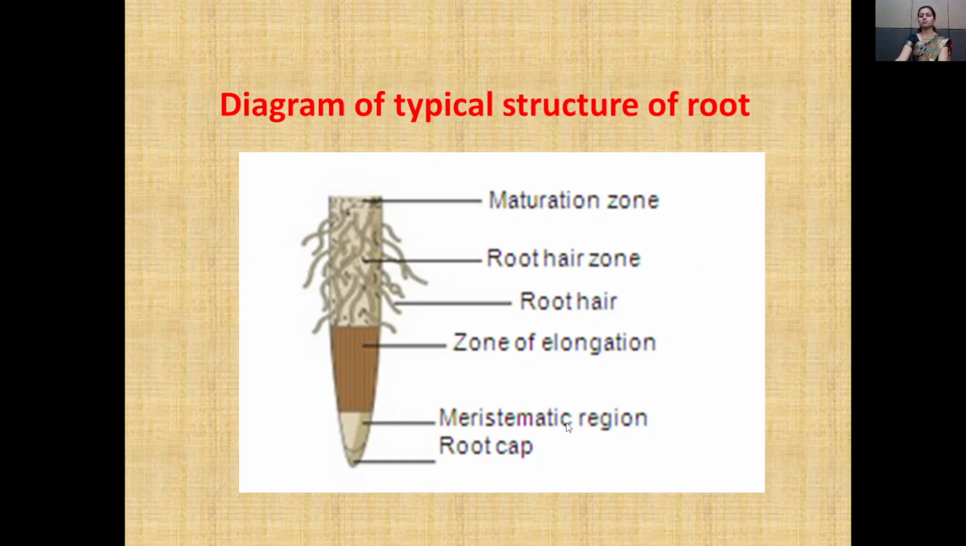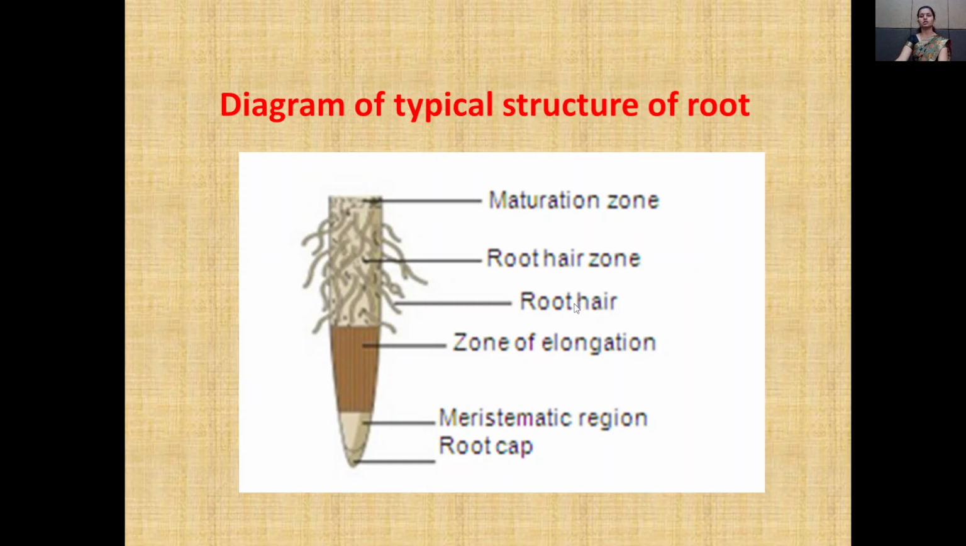The second region is the meristematic region. Meristos means to divide. In this region, cells are rapidly dividing, so this region is the meristematic region. The third region is the zone of elongation. When a cell is divided, then the cell gets elongated and also increases its size.